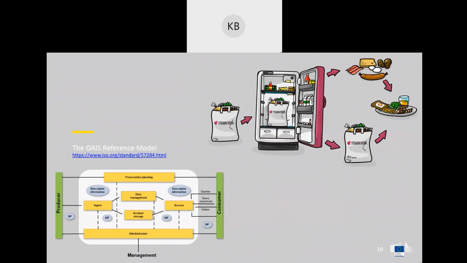We are talking about 3 different bags, actually, or containers. We have the submission information package. I'm going shopping, I've filled my bag, and I'm coming home. I want to put that into my storage. When I put it into the storage, I make it an archival information package.